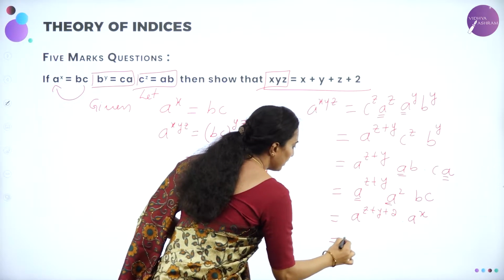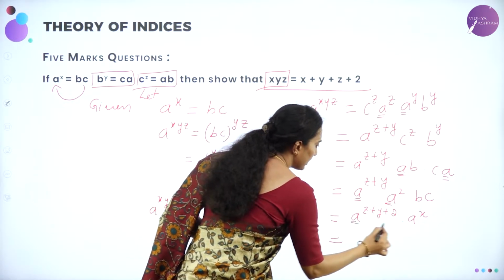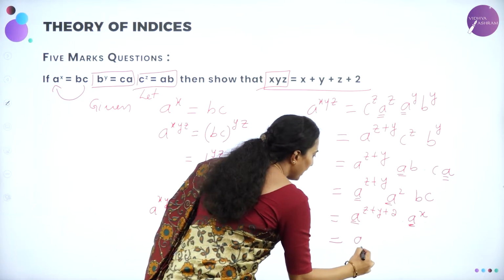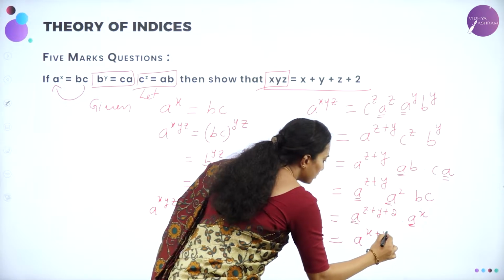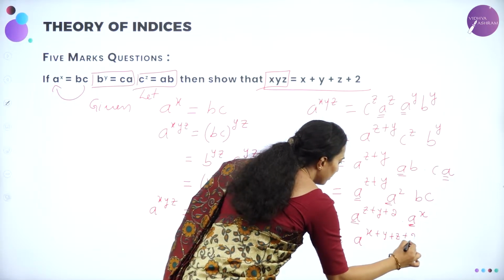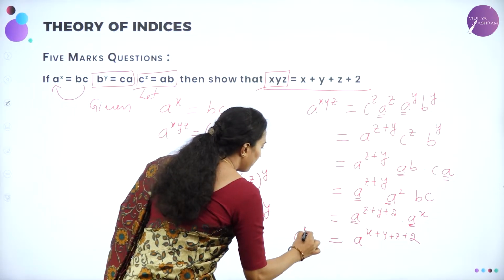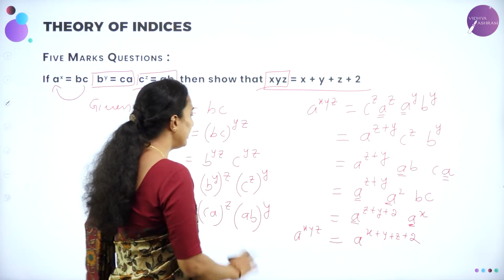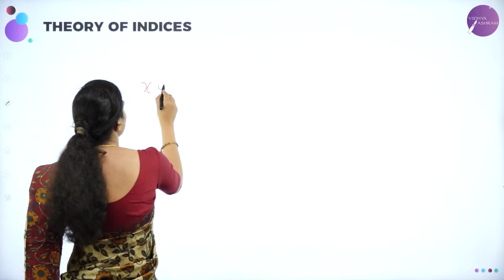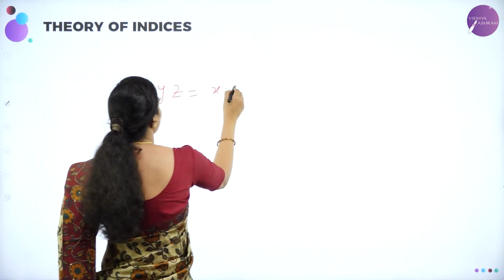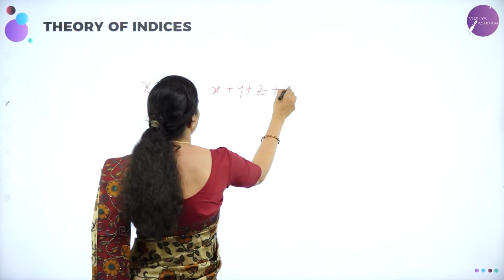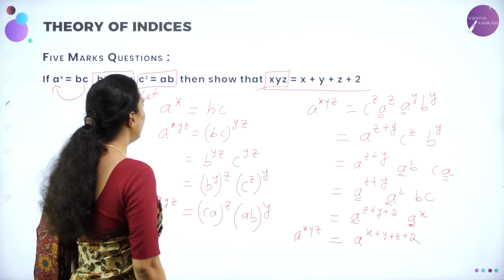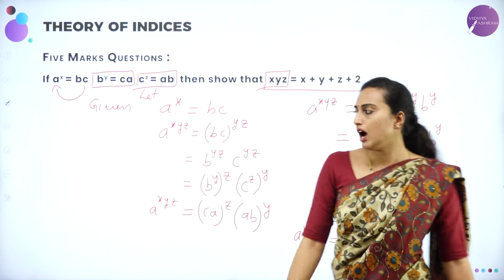So I can write this one as A power. See, the bases are the same, I can add the powers. If I add the powers, it will become A power X plus Y plus Z plus 2. So here also you have A power XYZ. If the bases are equal, I can equate the powers, that is XYZ is equal to X plus Y plus Z plus 2. Isn't it the same thing? So therefore this is the proof of the answer.